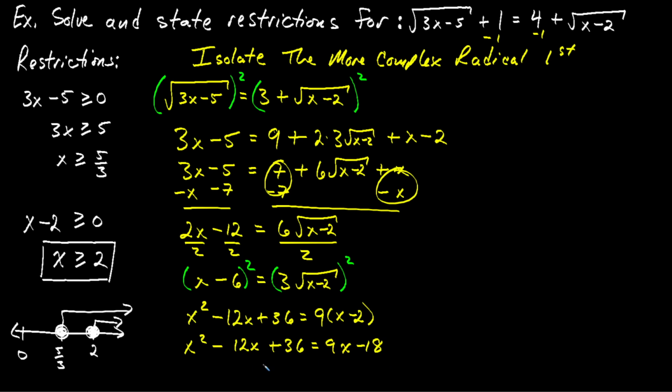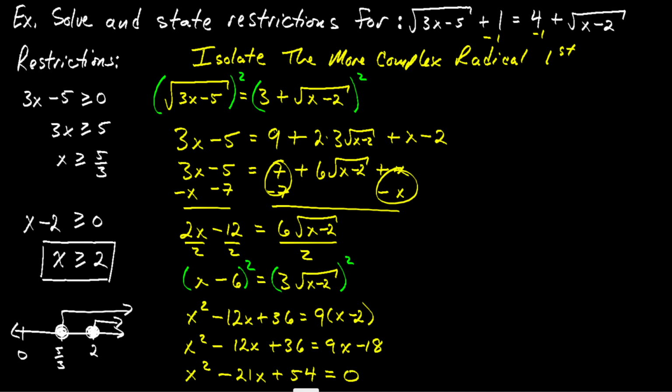And then bring everybody over to the other side. So I think this is going to be about as low as I can get with this. So I will subtract 9x from both sides. So it's going to be x squared minus 12x minus 9x is minus 21x. And I'm going to add 18 to both sides. So 36 plus 18, so 46, 54. And that's going to equal 0.